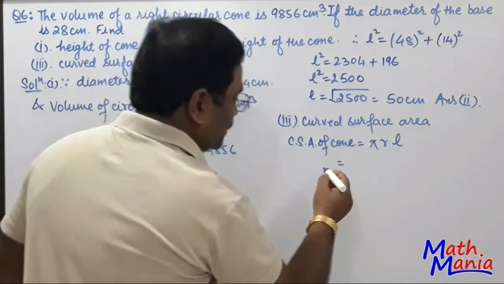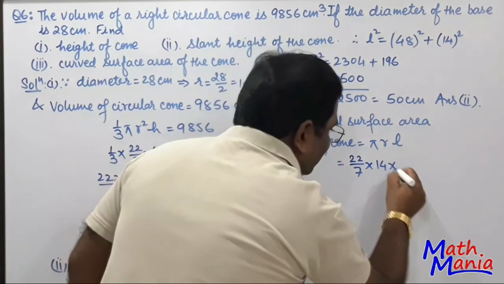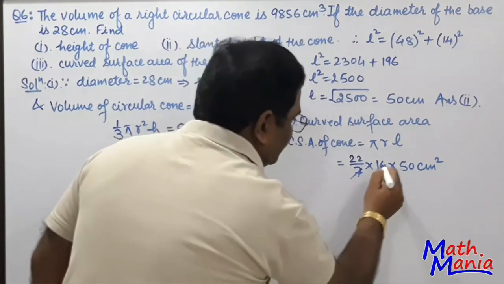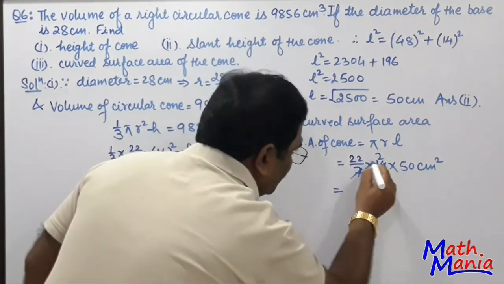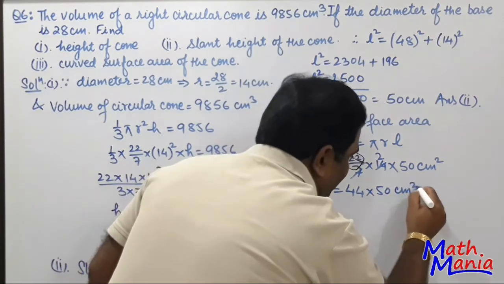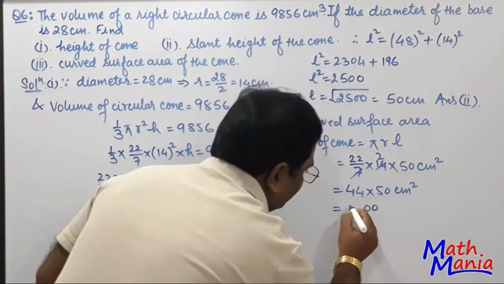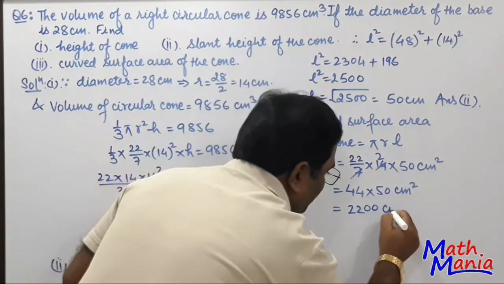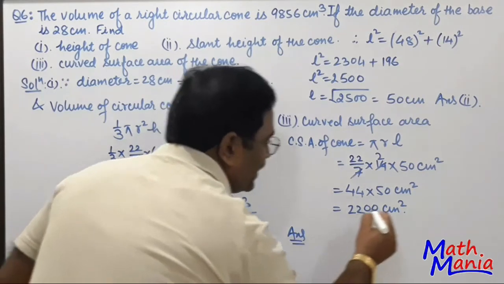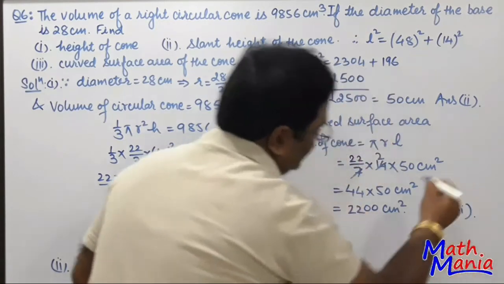Now substitute the values. Pi is 22 upon 7, radius is 14, and slant height is 50. Now it will be in centimeter square. 7 twos are 14, so we got 22 into 50 centimeter square. So multiply it. 5 fours are 20, carry 2. We get 2200 centimeter square. Therefore, this was the answer of the third part, the curved surface area of the cone.